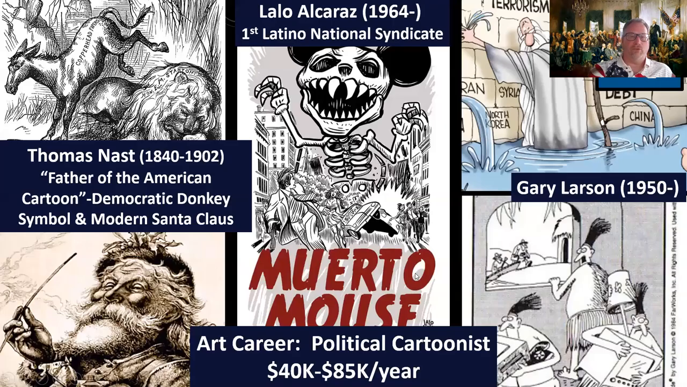And this leads us finally, as we look at nationalism, to a different type of art career. This is called a political cartoonist. Political cartoonists make between $40,000 and about $85,000 a year right now. The most famous political cartoonist of all time is Thomas Nast. You see his work over here. He is generally considered the father of the American cartoon. The Democratic donkey, he actually invented. And this is his invention of the modern day Santa Claus, that fat, jovial guy that we kind of create.